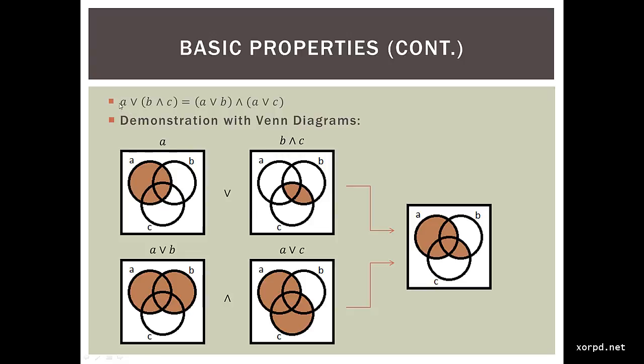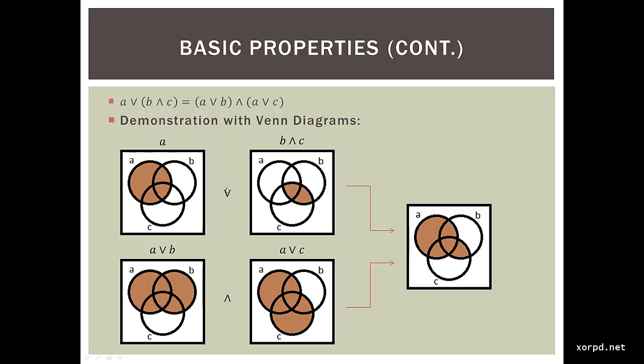First we have A, which is this in the equation, and we can represent it as being one of the three circles that is colored by brown. We also have B and C, which is represented in a Venn diagram this way. B and C. The intersection of the two circles, the B circle and the C circle, is colored by brown.